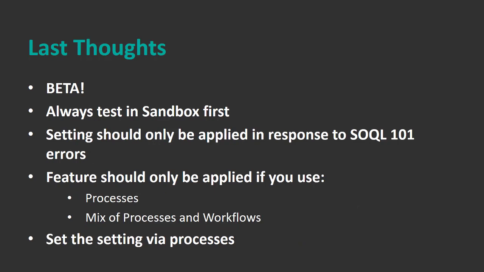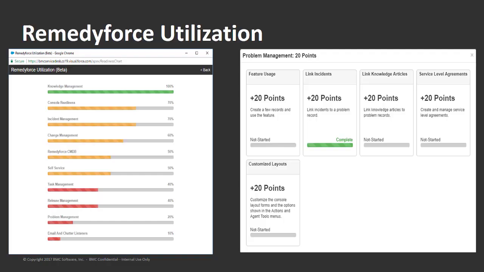Some final thoughts. Keep in mind and be aware that this is beta. There may be scenarios or use cases where the setting cannot be applied, or a use case we haven't seen yet. Always test in a sandbox first before implementing and monitoring in production. The feature only applies if you are using strictly processes from Process Builder or a mix of both workflows and processes. In a mixed environment, the setting is always set through the process and not workflows.